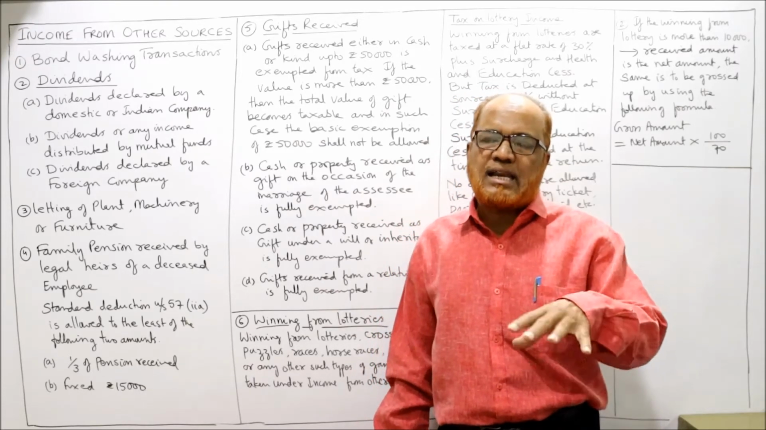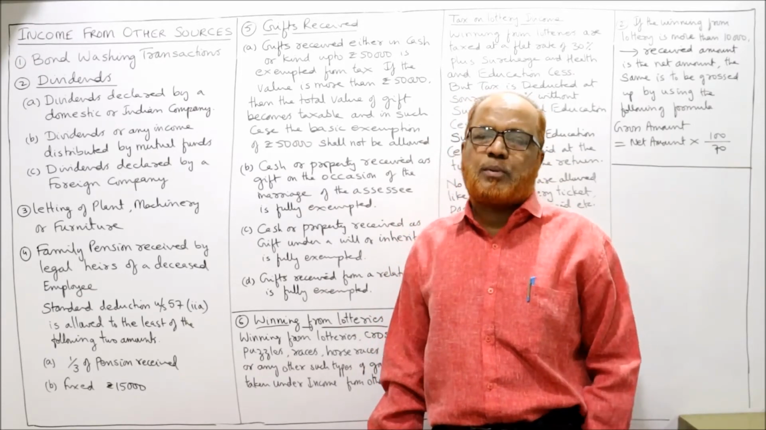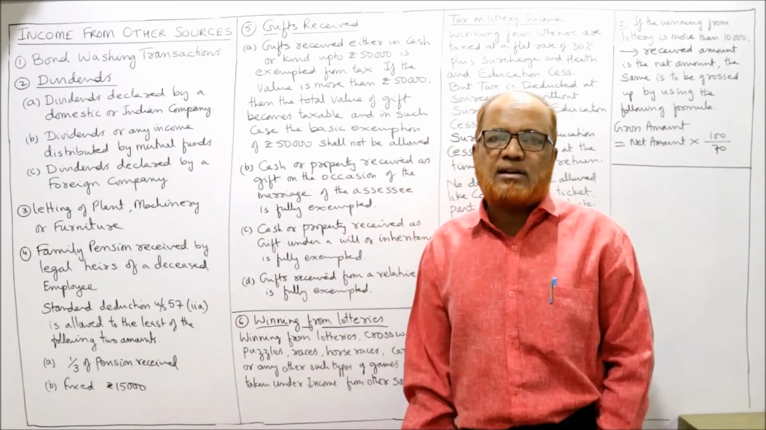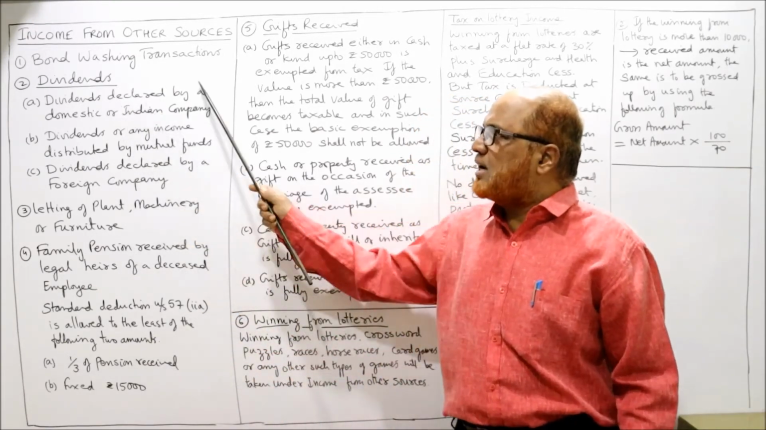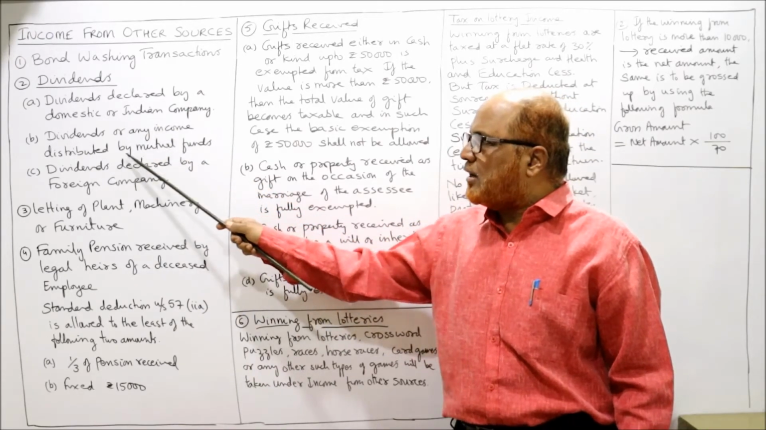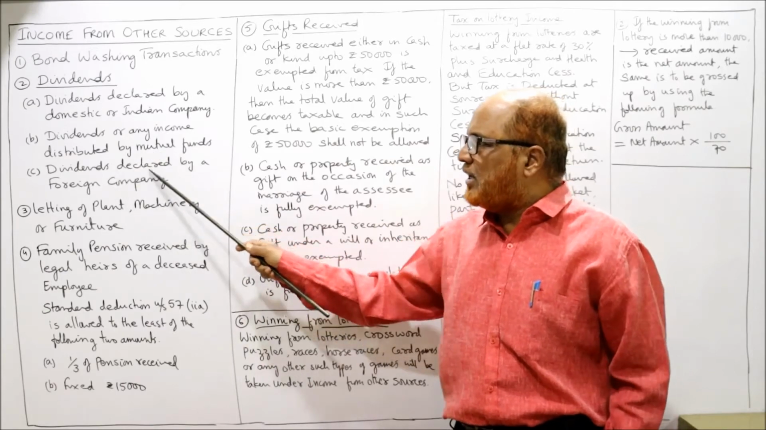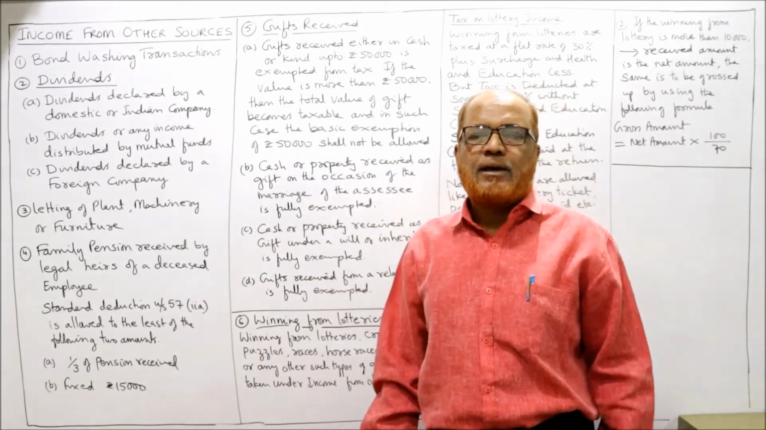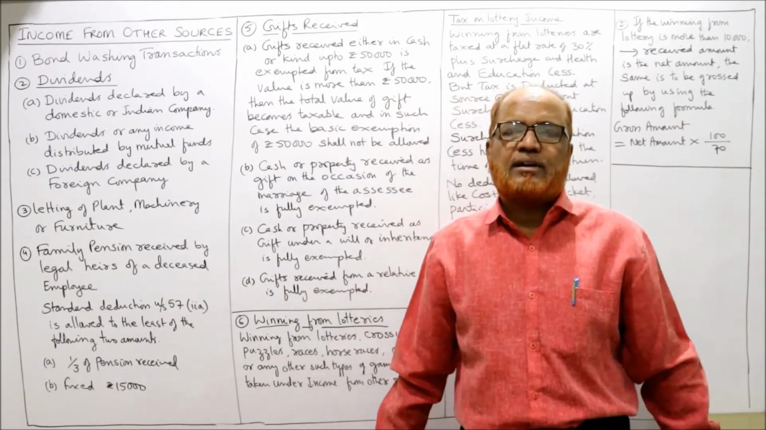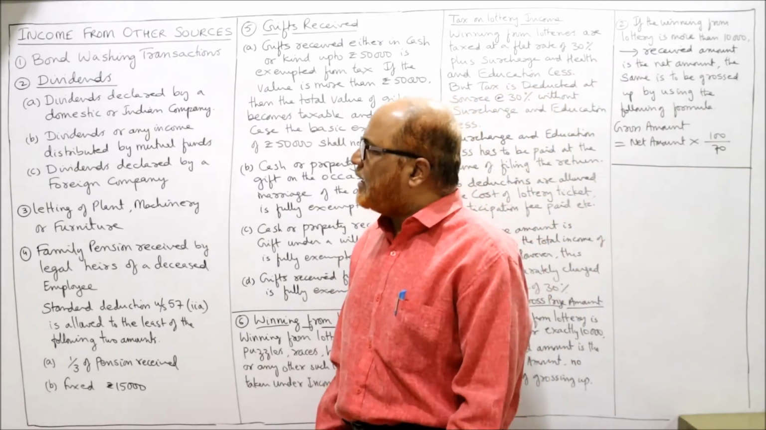Now, what is the tax chargeability? What are the provisions regarding dividend income? Now, I am going to explain. Dividends are broadly classified into three: dividends declared by a domestic or Indian company, dividend or any other income distributed by a mutual fund, and dividend declared by a foreign company. So, to find out the taxability of this dividend, dividends are classified into three categories.